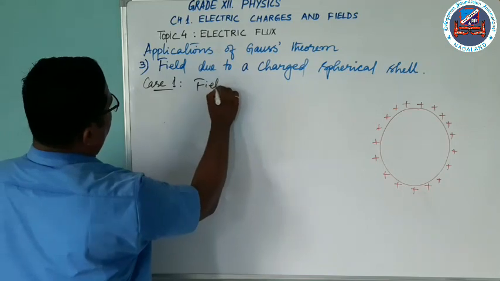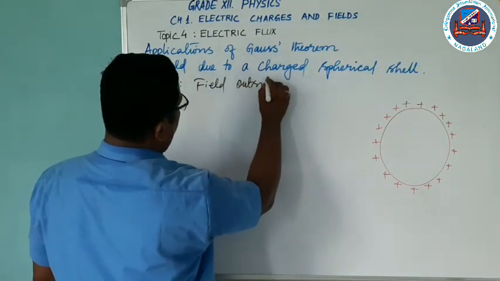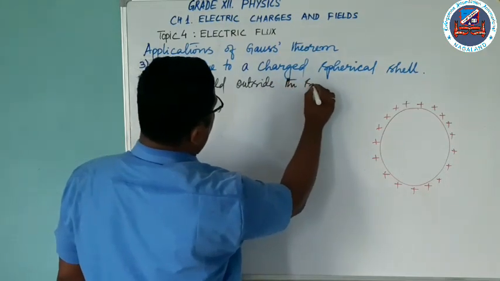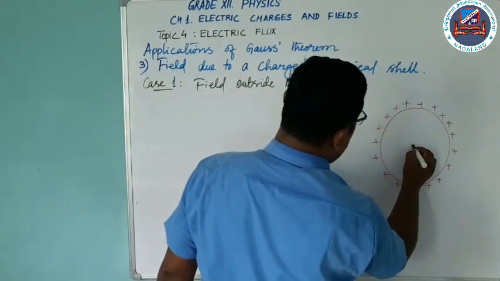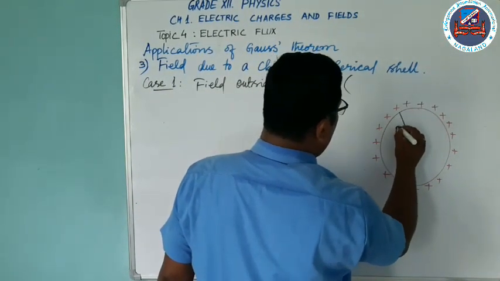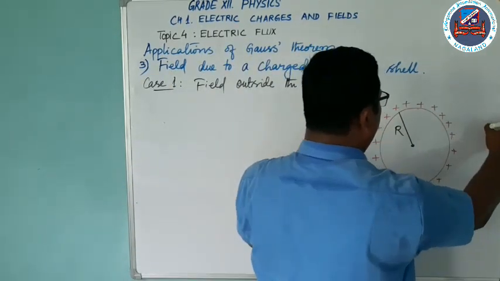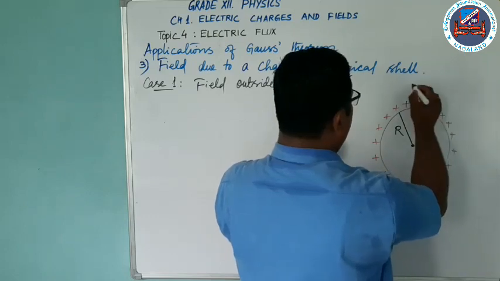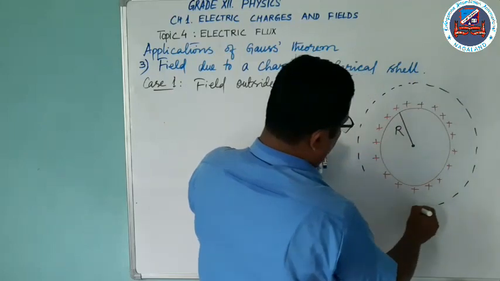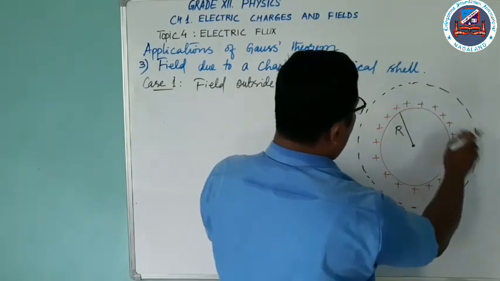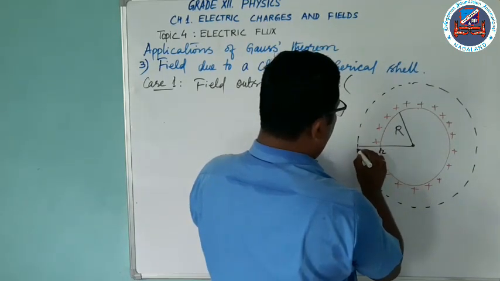Field, that is electric field intensity outside the sphere. If I take the radius of the sphere as R, then to draw the Gaussian surface outside, field lines are going away. So at an equal spacing, at an equal distance, I can take a surface at an equal distance from the sphere at all the points. Let us say the radius or the distance is r.